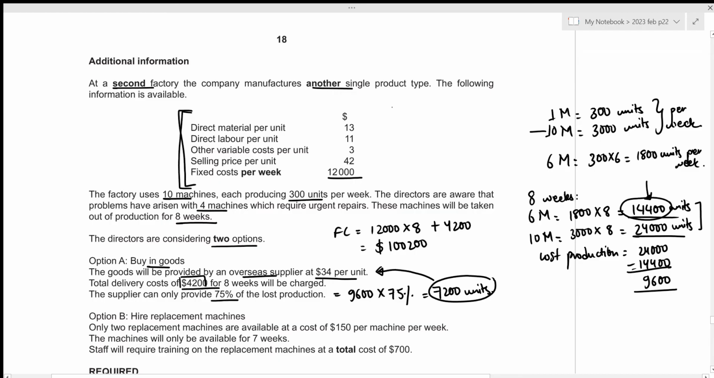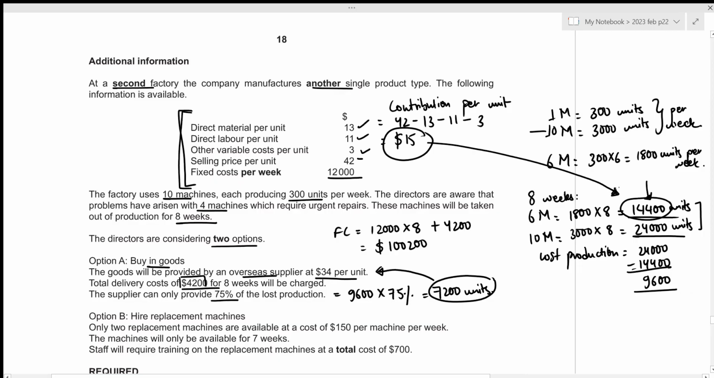So let's figure out our contribution per unit based on the given information. We'll start with our selling price, that's 42, minus direct material of 13, minus direct labor of 11, and minus other variable costs, so that's minus 3. Now, based on this information, our contribution per unit will be 15. So this is the contribution per unit for the 14,400 units, right?